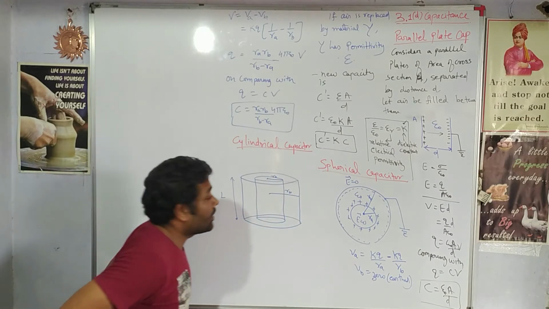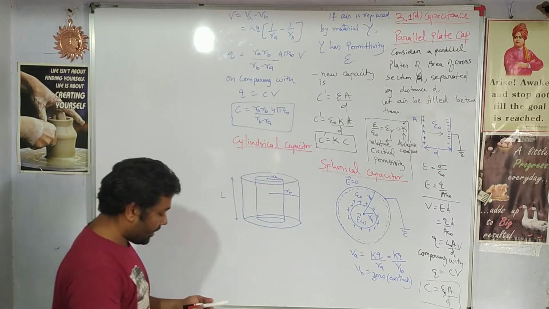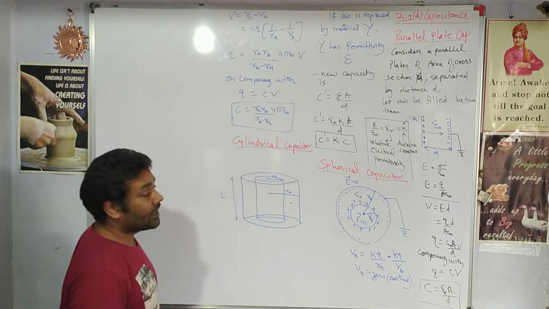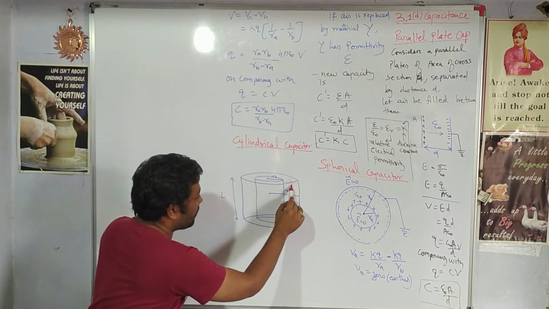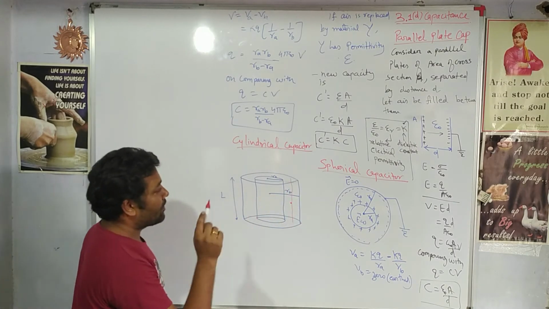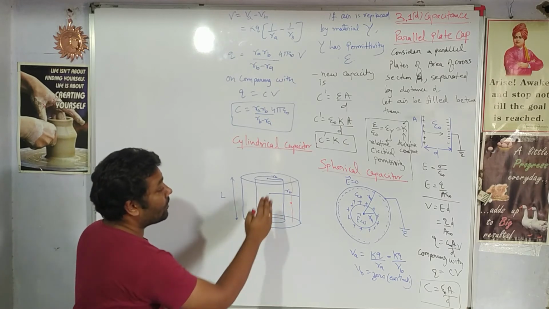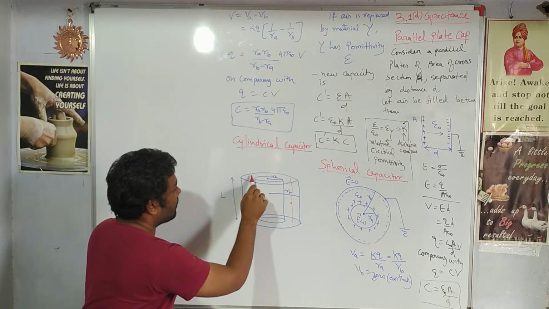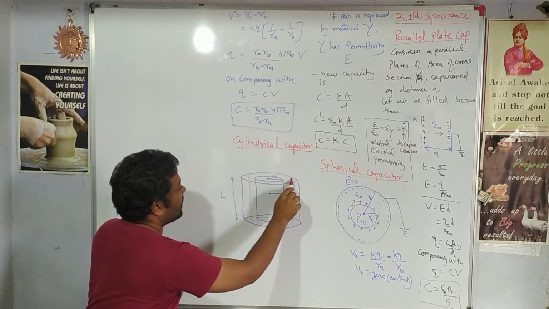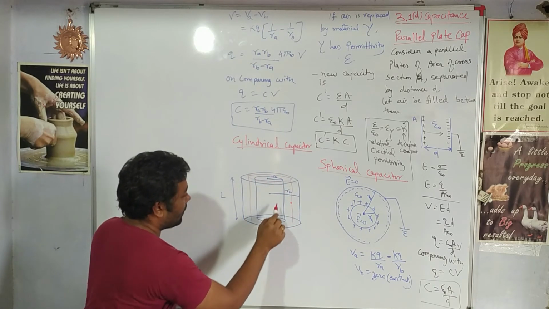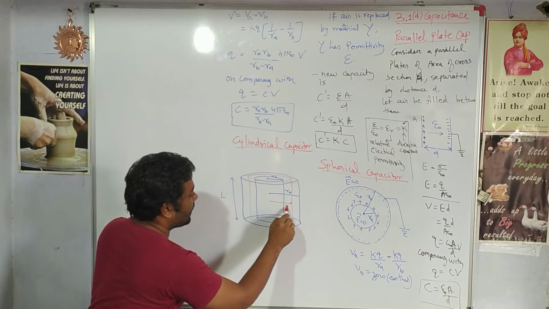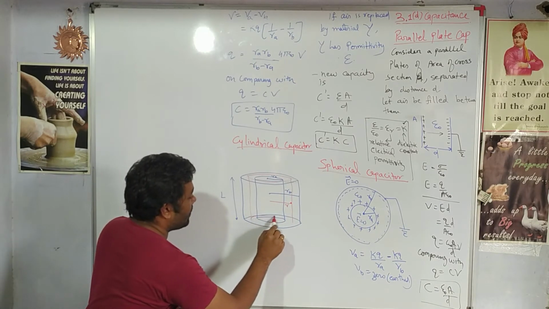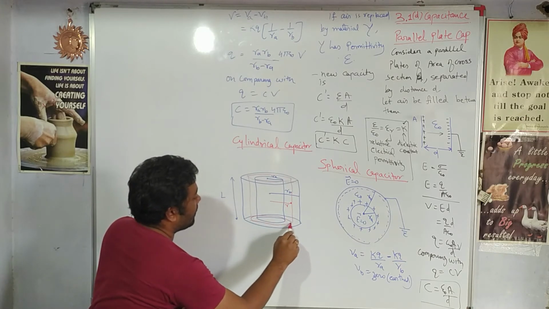Now I have to calculate the electric field between them. Let us say I want to calculate the electric field at this point. Then what do I do? I draw one Gaussian surface and apply Gauss law to calculate the electric field in between them. That Gaussian surface will again be cylindrical in shape. Let the point P be located at a distance R. So I have drawn this Gaussian surface.